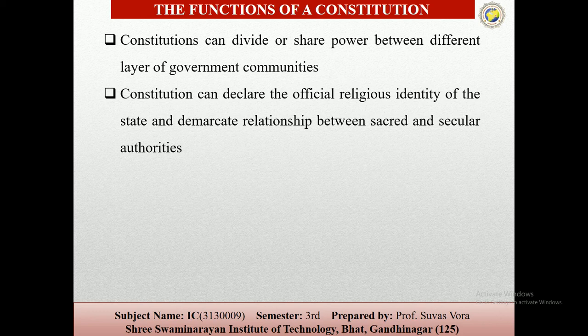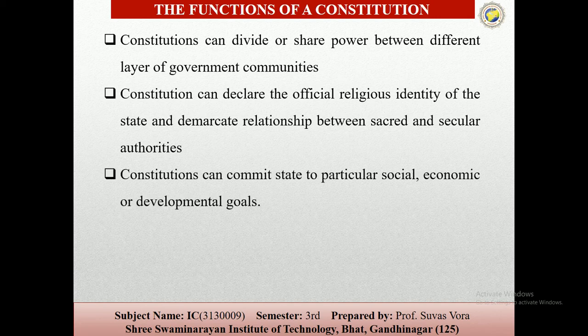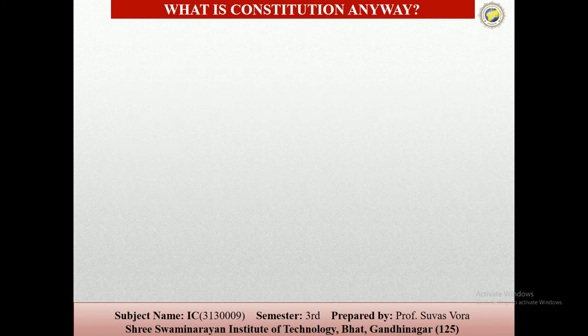So the constitution can declare the official religious identity of the state and demarcate the relations between the sacred and secular authorities. अलग अलग लॉज, अलग अलग कम्युनिटीज़ और अलग अलग चाहत के लिए अलग अलग लॉज है. जैसे कि मुस्लिम्स लॉ है, क्रिश्चियंस लॉ है, हिंदू लॉज है, तो वो अलग अलग लॉज को भी इसमें मेंशन किया हुआ है. तो द कॉन्स्टिट्यूशन कैन बी कमिटेड टू द पर्टिकुलर सोशल, इकोनॉमिक एंड डेवलपमेंट गोल्स.